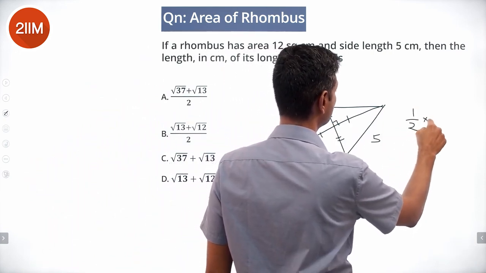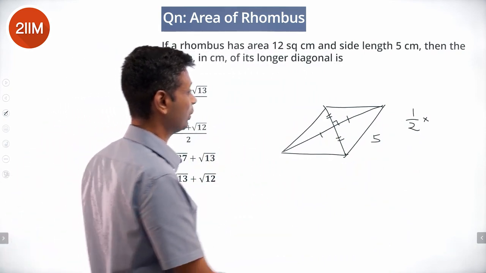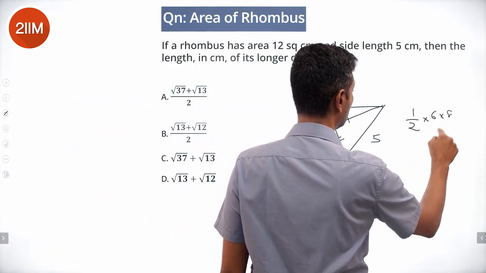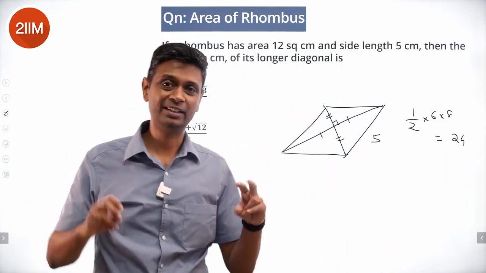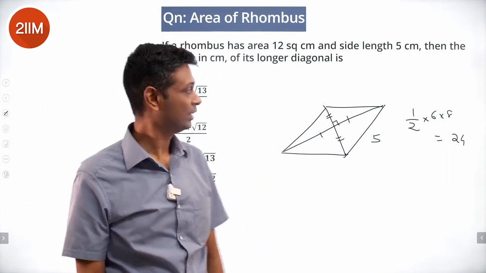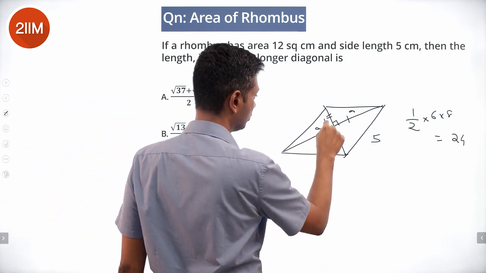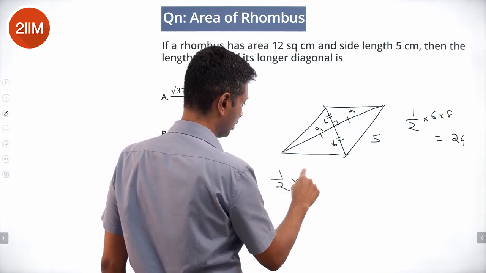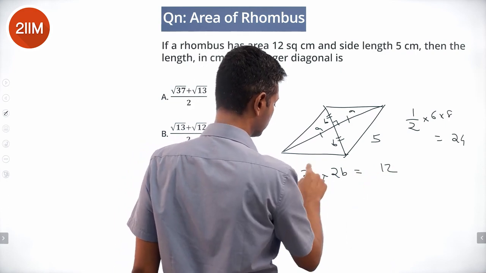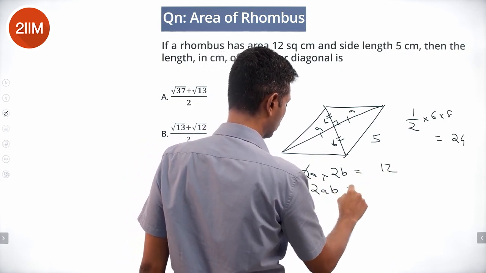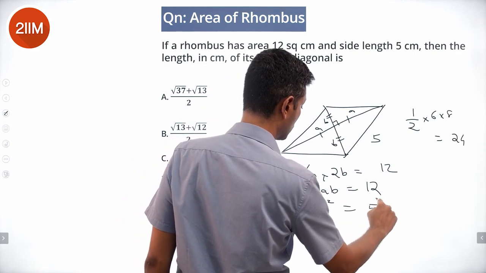Area would be half into product of diagonals, half into 6 into 8, that's 24. Our area is only 12. So it's not a 3, 4, 5 triangle. Initially I thought 3, 4, 5 done, we're through. Coasting doesn't work like that. So if this is A, this is A, this is B, this is B, we know that half into 2A into 2B is the area, that is 12, or 2AB is 12. We know that A square plus B square is 5 square, which is 25.